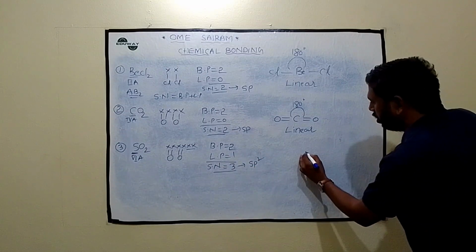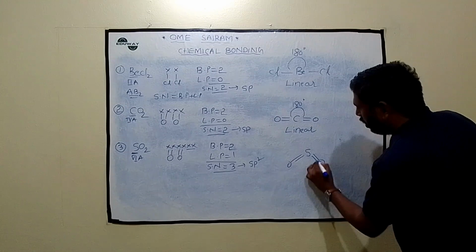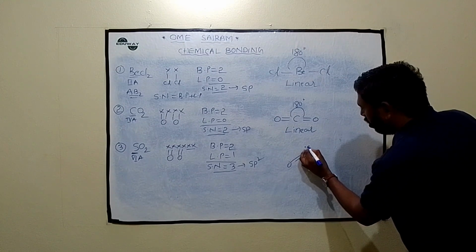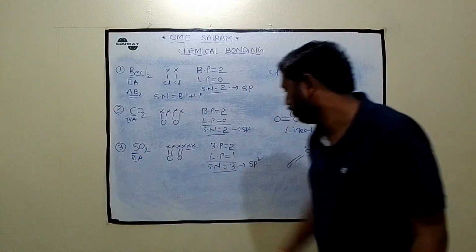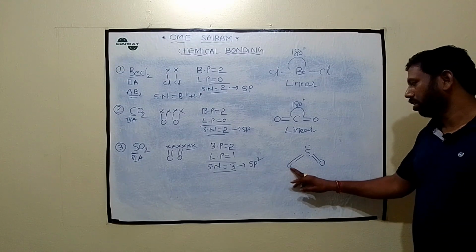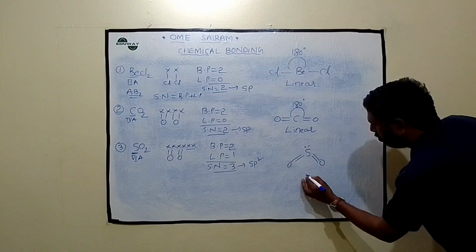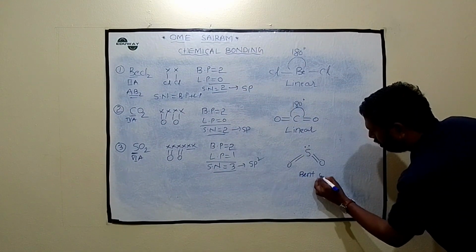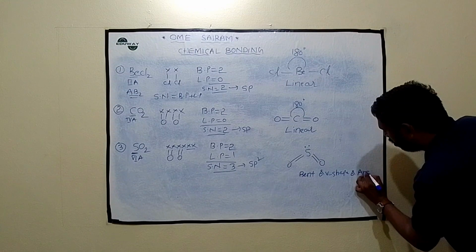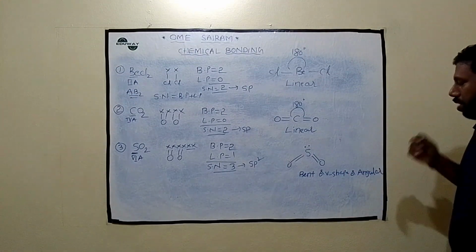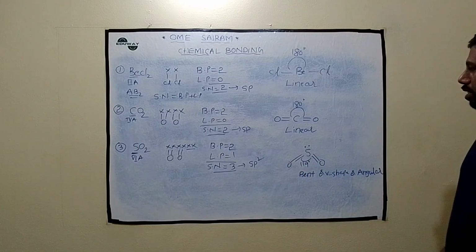When we observe the structure, the central atom is sulfur. It is forming 2 double bonds with 2 oxygen atoms. On the central atom it has 1 lone pair. How many lone pairs are present on the central atom of SO2? 1 lone pair. How many bond pairs? 2 bond pairs. The structure is bent shape or V shape, or angular shape. We can call it by any name. The bond angle is 119 degrees.